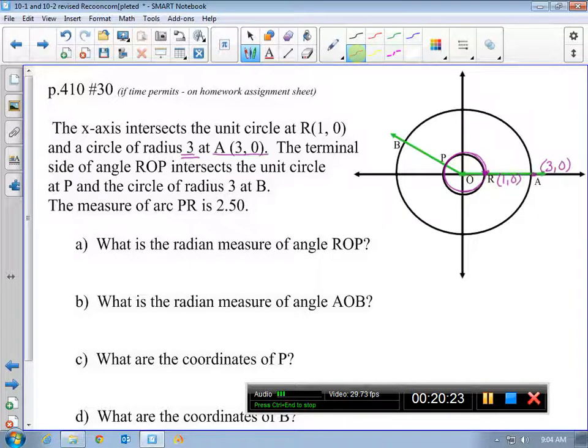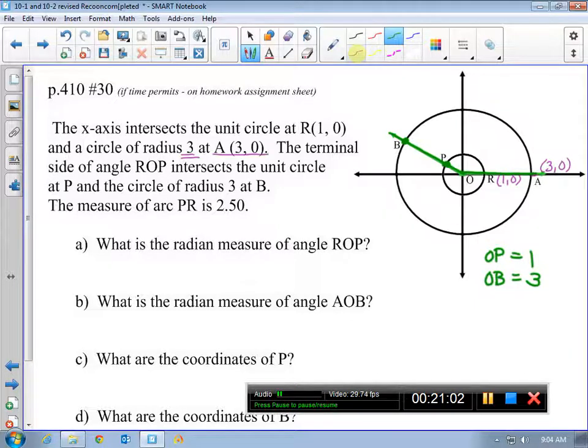All right. The terminal side of an angle ROP, so this angle opening up in green, you can see the green. The terminal side goes through P on the unit circle and B on the bigger circle. So we know then that OP is 1 because it's the unit circle, and OB is the radius of the bigger circle, so that is 3.